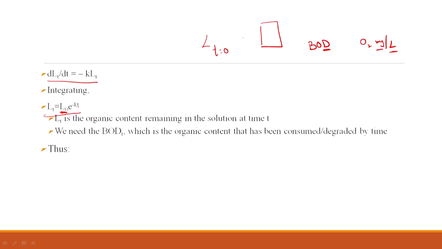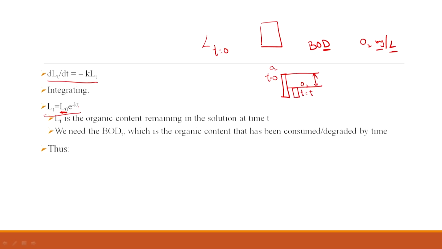So, let us say the organic content initially was here, and then after some time this is the organic content, and the units are in terms of oxygen equivalents, I guess, that is the right term. So, what is the oxygen demand? This is at time equal to 0 and this is at time equal to t.